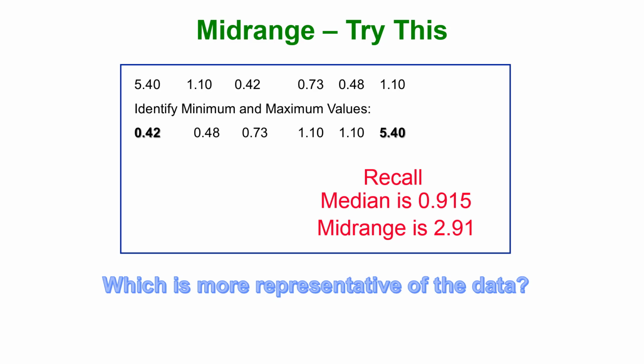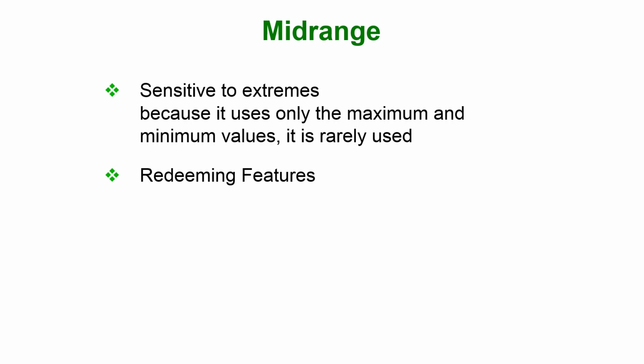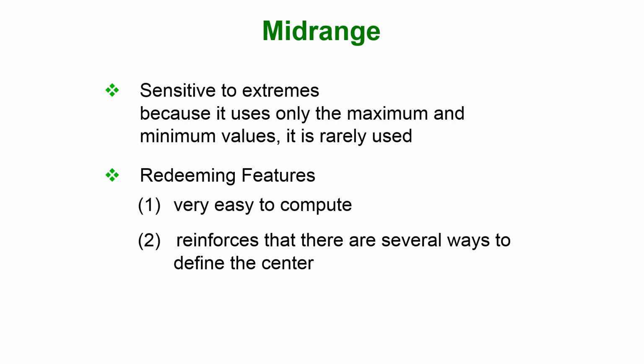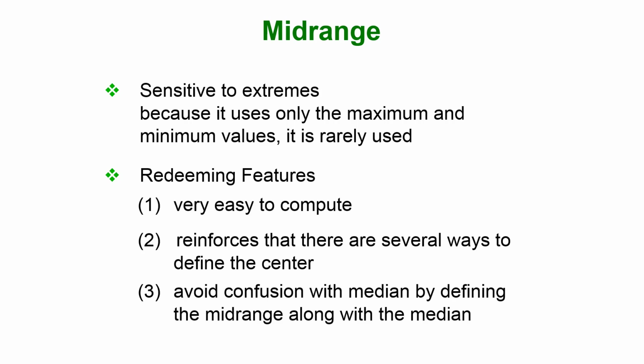Which is more representative of the data? The median, right? Okay. So mid-range, very sensitive to extremes. Why do we even bother talking about it? Well, it's pretty easy to calculate, and we want to reinforce in this section that there are many ways for a person to think about what's a middle or representative or center value of the data. And finally, just so people don't think that it's the median, we give a name to what it means when you take halfway between the smallest and largest value. That is not the median, that's a different value altogether, called a mid-range.